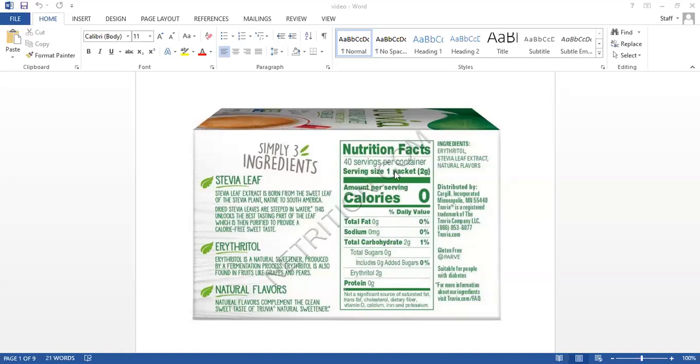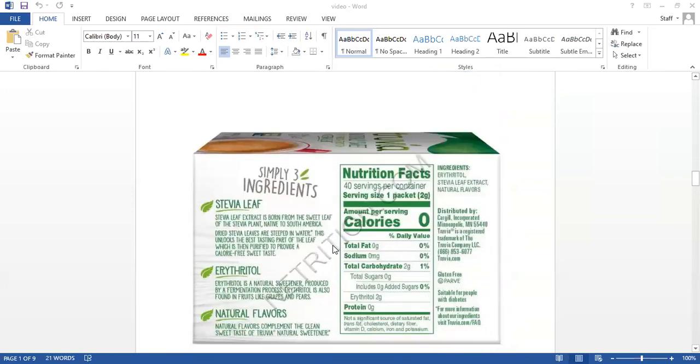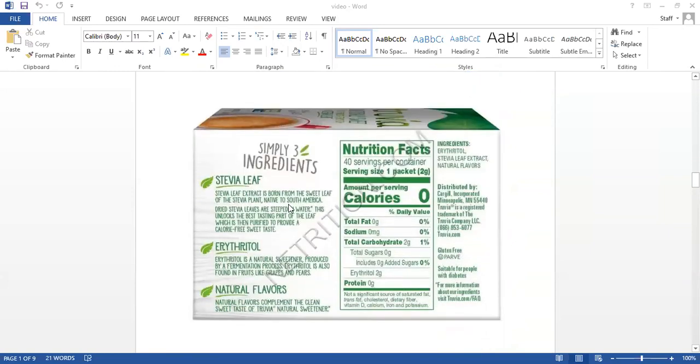So if you put, say, 4 packets in your cup of coffee, then you actually have 8 grams of carbohydrates. And if you put creamer in your coffee, then you have to count the creamer as well. So any form of carbohydrate, whether it's 1 gram, 2 grams, or something like a Pop-Tart, 34 grams, is going to alter the blood sugar reading. So that's why we want you to always look at every single food label, really, no matter what.